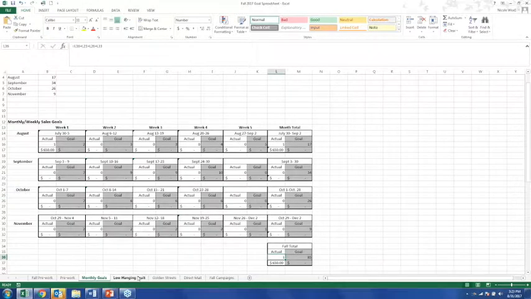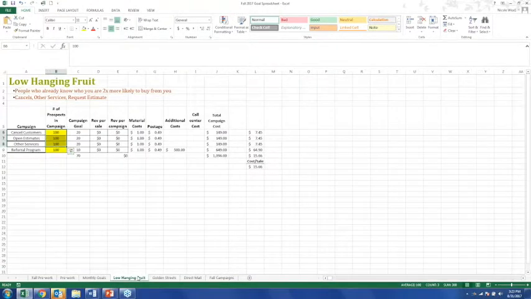So let's dig in. Low-hanging fruit, cheap and easy. Low-hanging fruit are people who already know you. They are twice as likely to buy from you, okay? This is cancels, other service, request estimate.